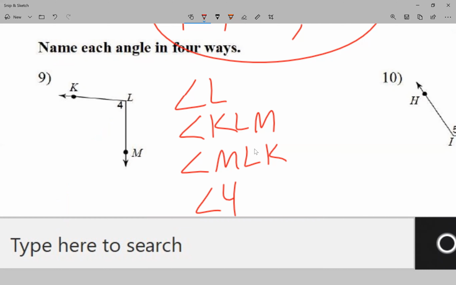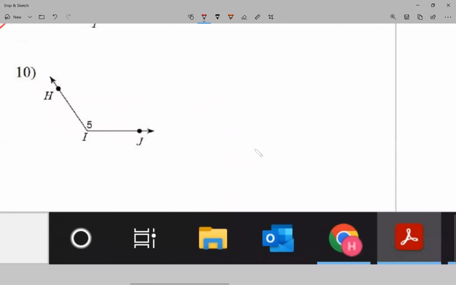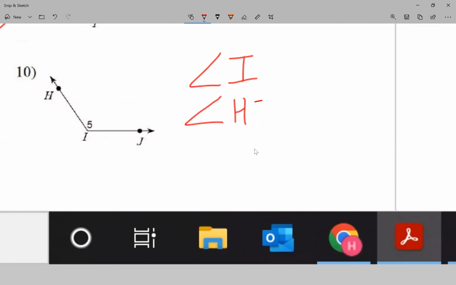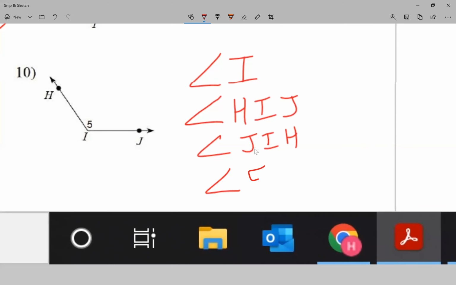Now for your homework, I'm going to give you four cases. I'm going to write the angle 4 different ways, but one of them is wrong. So you're going to have to tell me which one is wrong. Let's take a look at question number 10. Let me label this angle 4 different ways. One way I can call this is angle I, right? I'm going to use the vertex. I can also call it using 3 letters. Make sure I is in the center. So I'm going to say angle HIJ or angle JIH, right? It's in the center, but I could also call this angle 5.